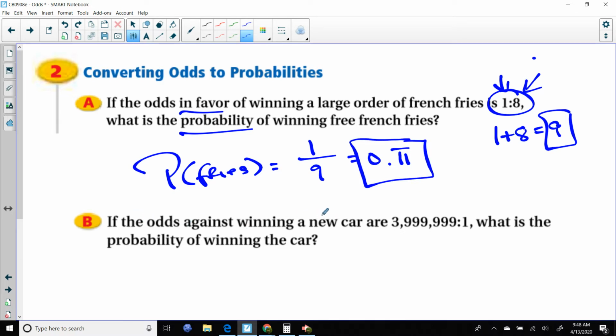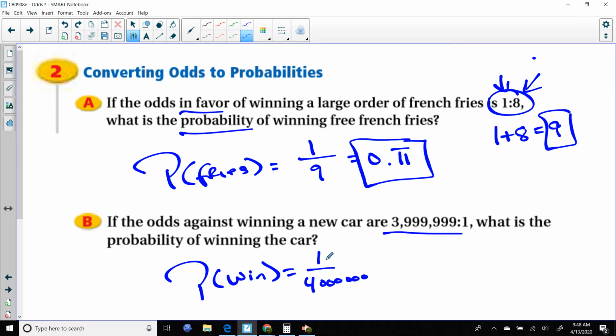The odds against winning a new car are a ton of fun. What's the probability of winning that car? So the probability of winning the car is going to be the total, which if I add just one more, I get 1 out of, or no, the odds against. So what's the probability of winning the car? I have 1 chance out of 4 million.